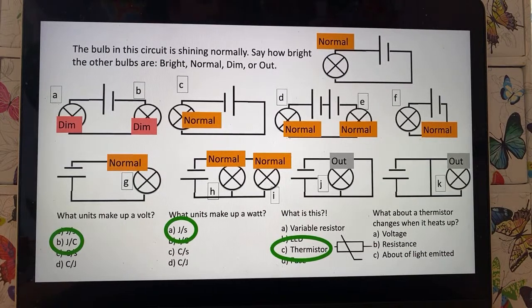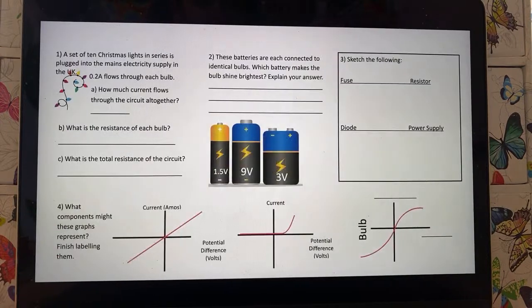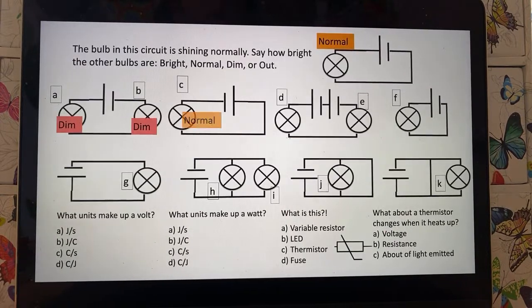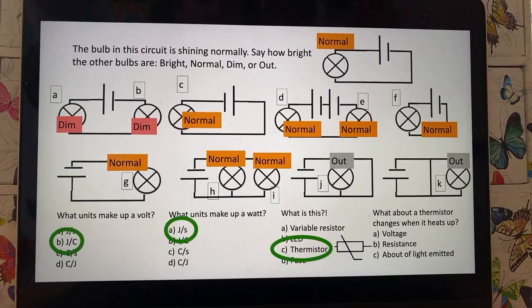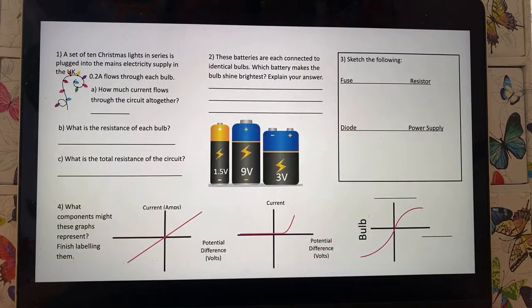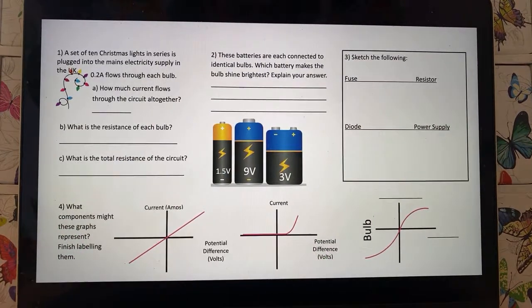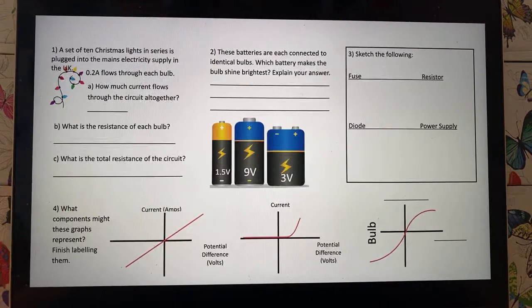That is a thermistor, we just did that. And what is it about a thermistor that changes when it heats up? It is its voltage. Oh, no. Don't make me go through all this again. There we go.